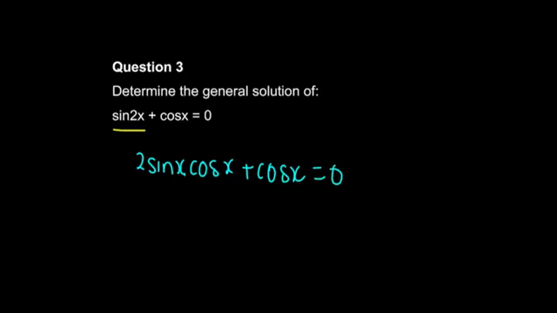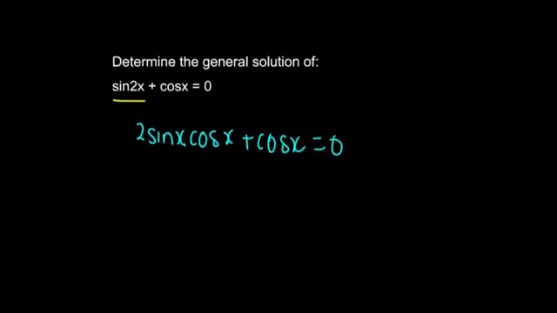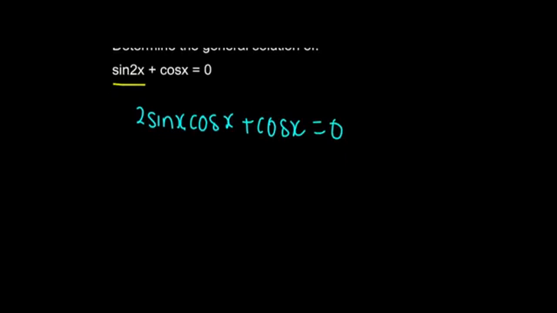Now, like any equation that you've learned, remember with your quadratics, you want to be able to apply the zero factor law, which you learned in grade 10. You want to be able to have a bracket times a bracket equal to 0. So I'm going to take out cos x as a common factor, right? And I get cos x times (2 sine x plus 1) is equal to 0.